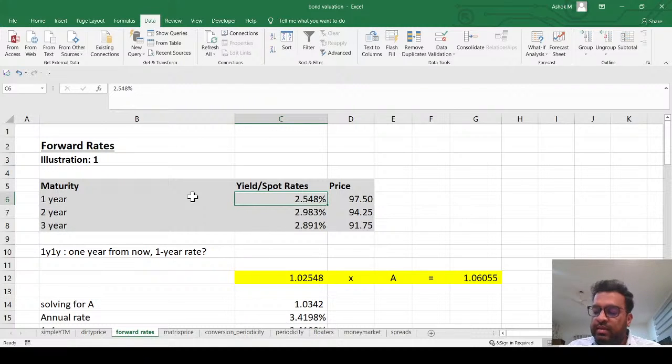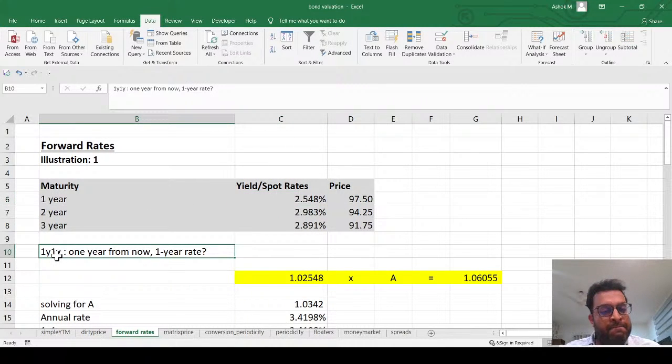Okay, and it's speculative. It is, in the sense that you and I agree that this will be the rate, so we agree that this is the rate for a future contract. And look at the naming convention. If you look at this cell, 1y 1y, this is not a standard convention. In some textbooks you find this, in some textbooks you don't. You might find some other convention.